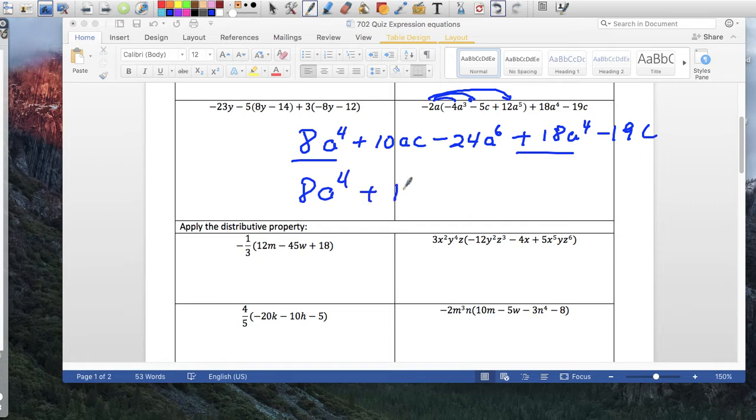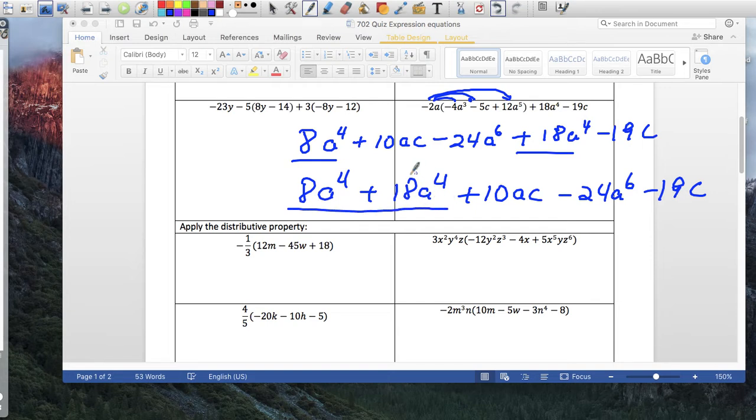8A4 plus 18A4, and nothing else looks like our like terms. So the only thing we got to change is this guy. So 8A4 plus 18A4 is going to be 8 plus 18 is 26A4, and plus 10AC minus 24A6 minus 19C.